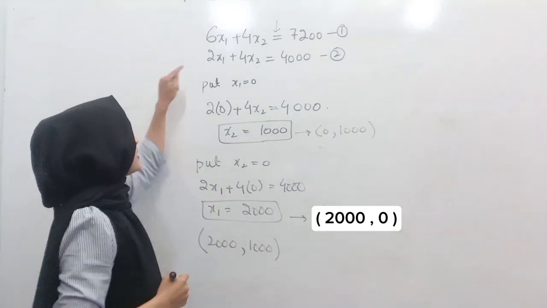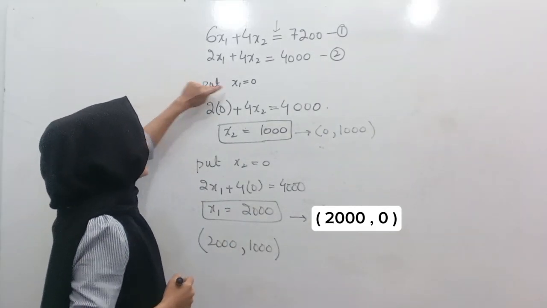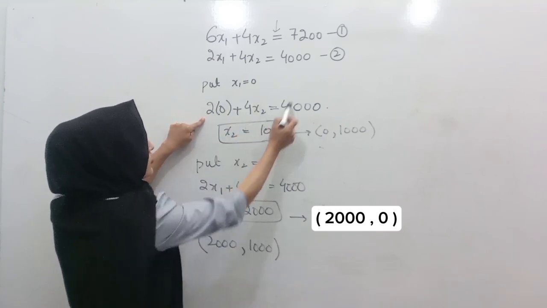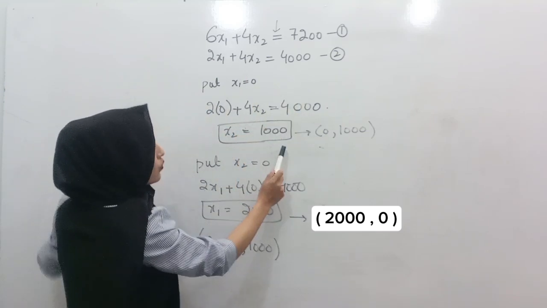And by solving the second equation, put x1 equals to 0, 2 into 0 plus 4x2 equals to 4000, x2 will be 1000.